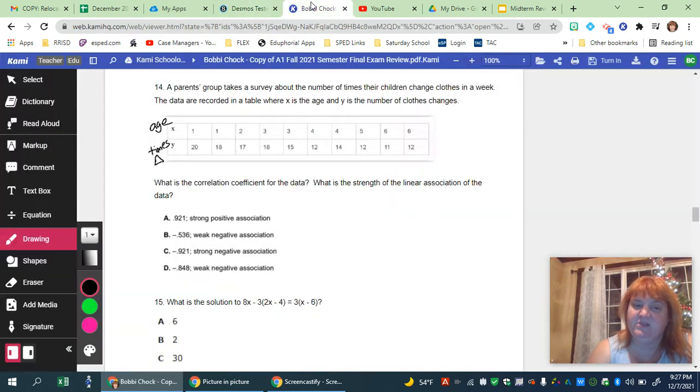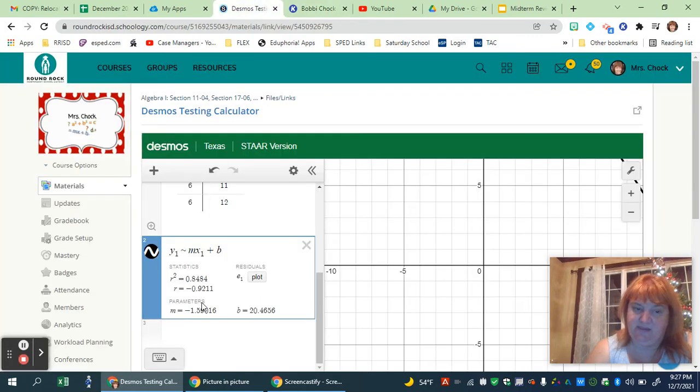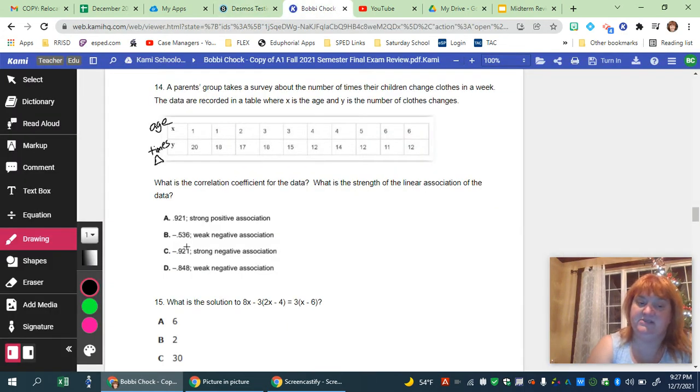Okay. So let's go back to what the question is. What is the correlation coefficient for the data? What is the strength of the linear association? Okay. So R, if you remember, if we come down here, this is our correlation coefficient. It's negative 0.92, negative 0.921. So we have here and here. Okay, so we know it's not this one, and we know it's not this one. Okay, is it strong negative or strong positive?